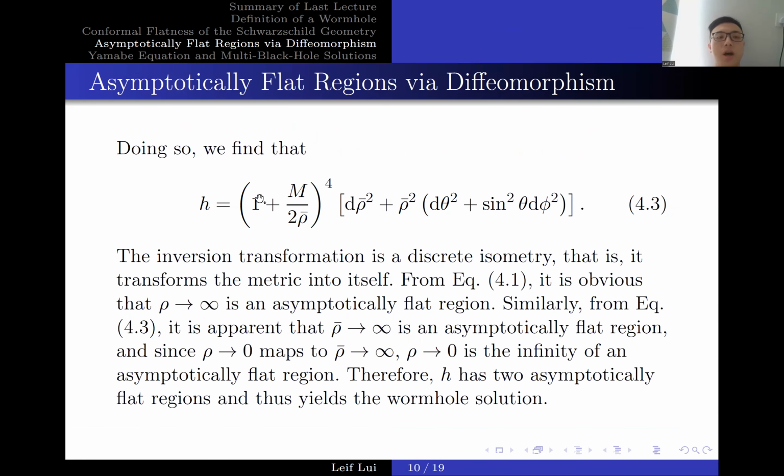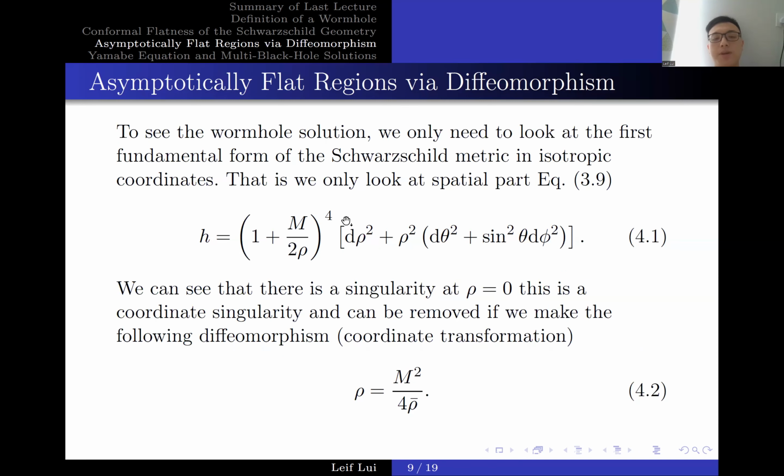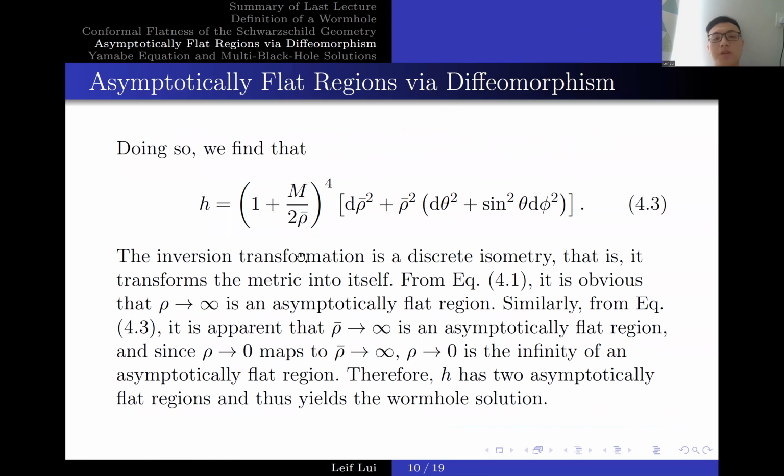By making this diffeomorphism, we find that the original first fundamental form in terms of rho bar can be written as follows. And we can see that this inversion transformation transforms the metric. Look at the form of this metric and look at the form of this metric. They are actually exactly the same, but we just change rho to rho bar. So this kind of transformation is called a discrete isometry.